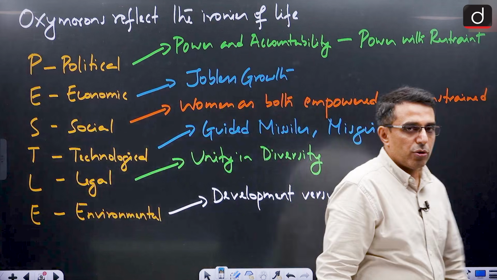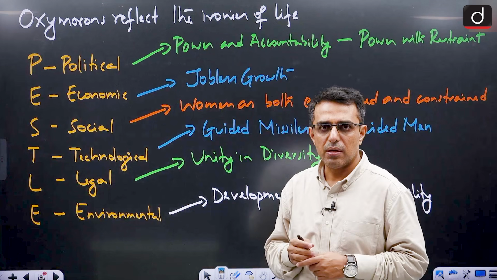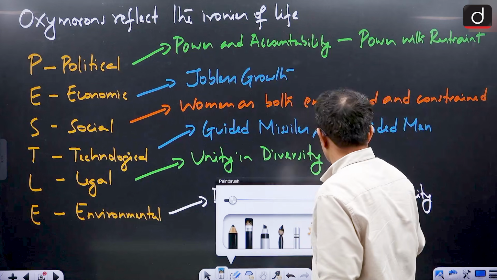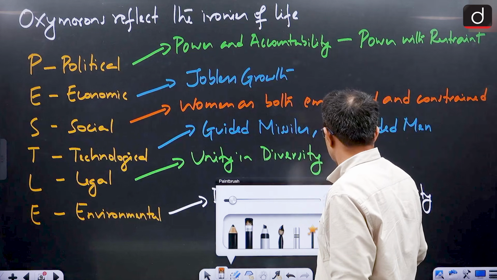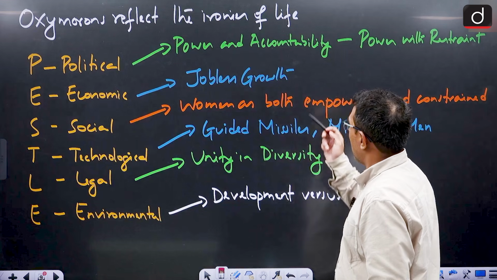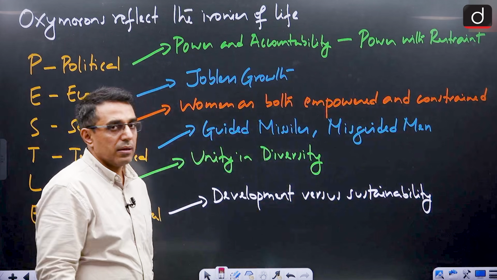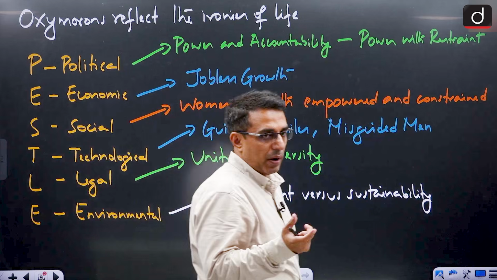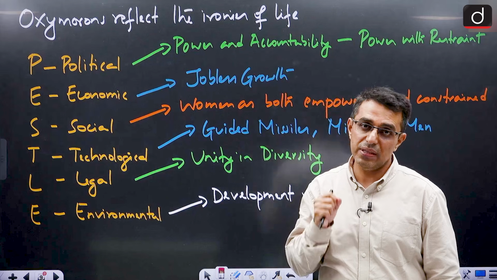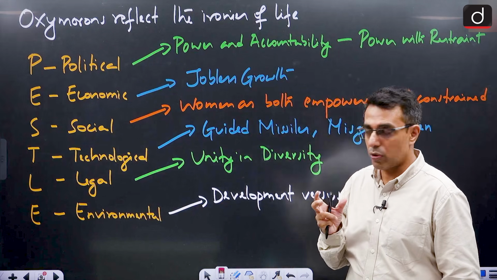Here I have tried to use the PESTLE analysis. So with a simple PESTLE analysis, what are the dimensions we can explore? For example, in the political dimension, we can talk about power and accountability. That is, power with restraint, right? Power to do what is needed, and we also need to temper it with restraint. So power with restraint is kind of an oxymoron.